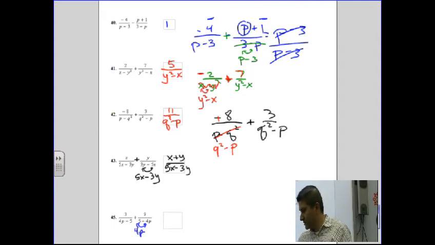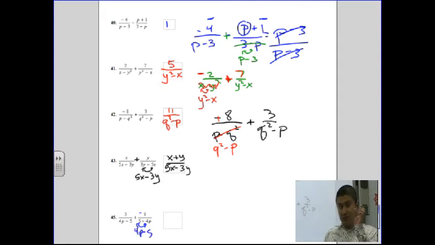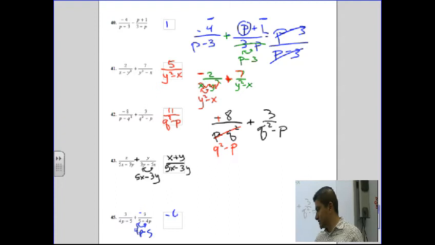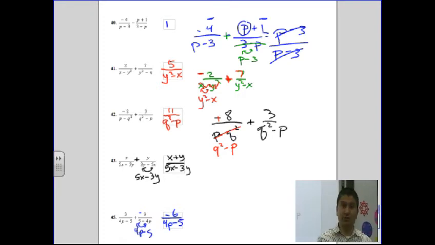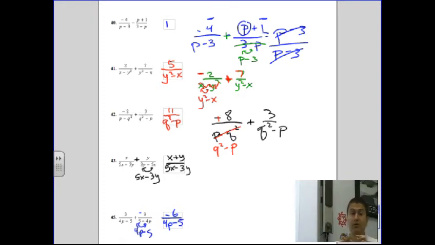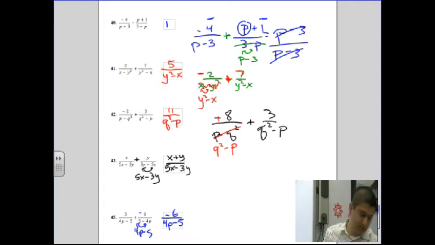So we get 4p minus 5. The negative shoots up to the 9. And then we have a positive 3 and a negative 9. 3 take away 9 is negative 6. On the denominator, I have 4p minus 5. That's my answer. So all of these, I was trying to get a common denominator, but all I had to do was switch the bottoms.